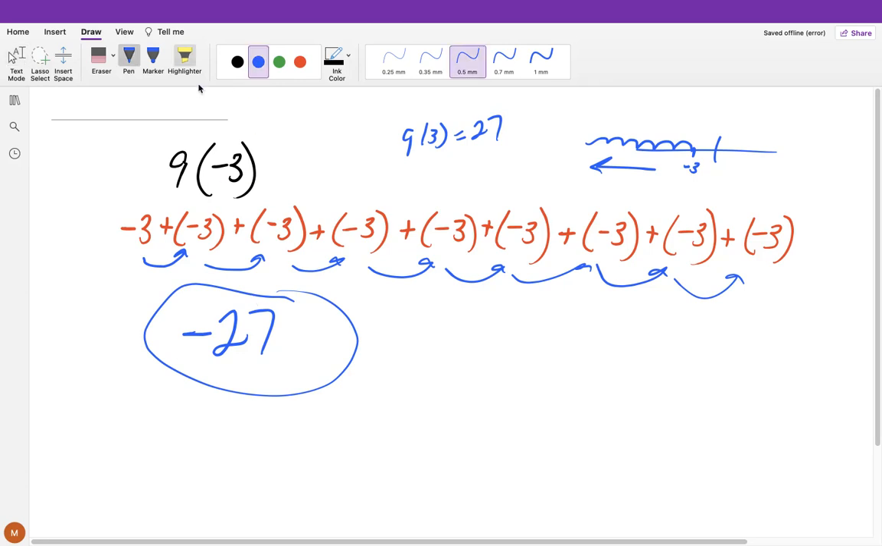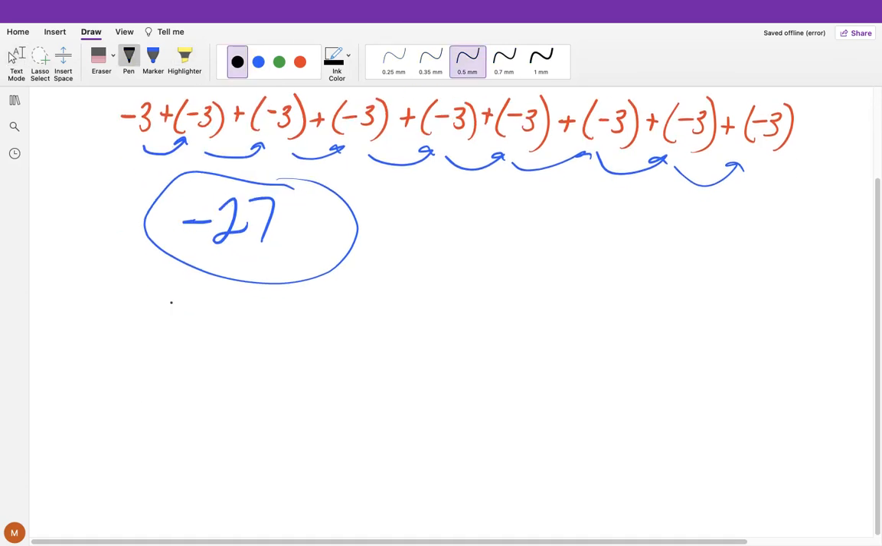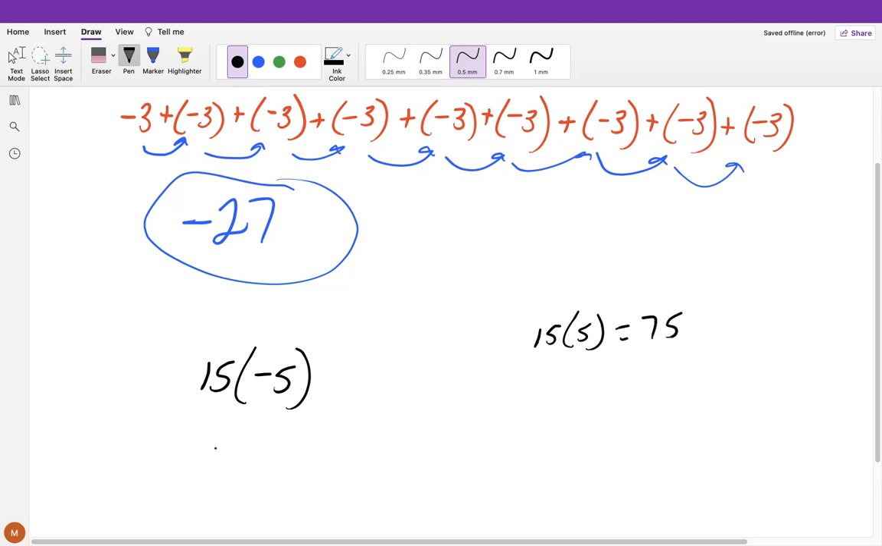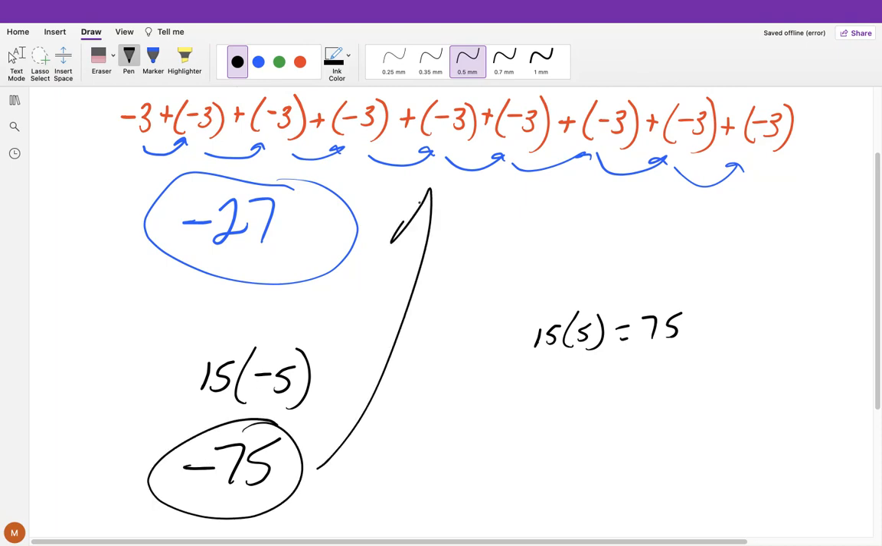So when you're doing this, you can go ahead and just treat it like this. If I say 15 times negative 5, we can just go ahead and think about it as 15 times 5, which we know is 75. So we know our answer is going to be 75. And then we think about the signs. Well, the positive times negative gives me negative. And we know it's giving me negative because it's essentially telling us repeated addition.